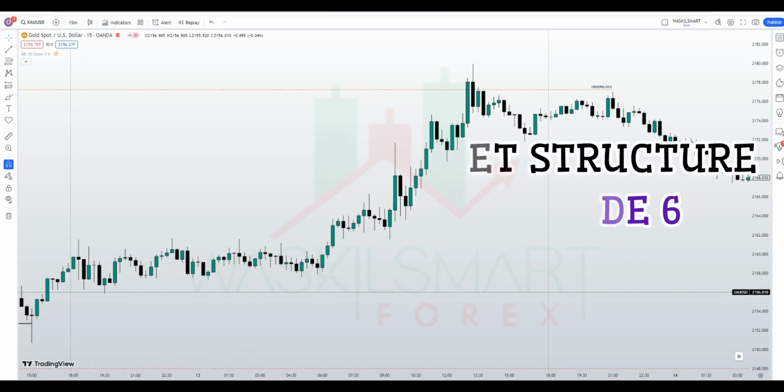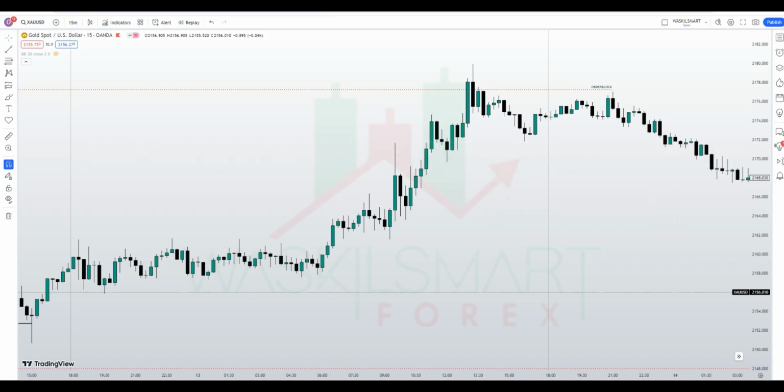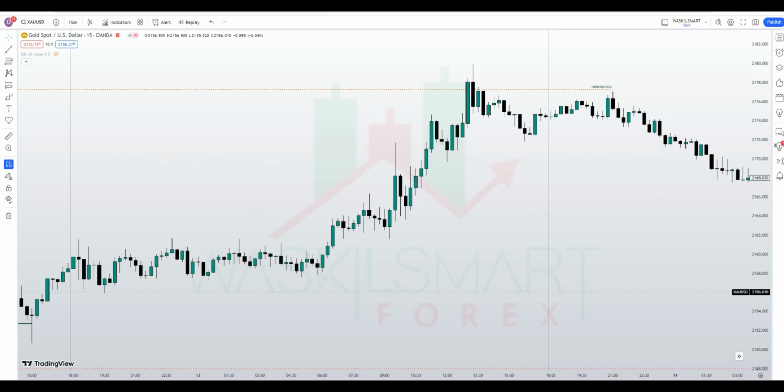So this is the institutional market structure episode 6. On today's episode on the institutional market structure, we'll be looking at a pair called gold. We'll be talking on a subtopic under the institutional market structure, which is called the concept of mitigation, the concept of mitigation block.